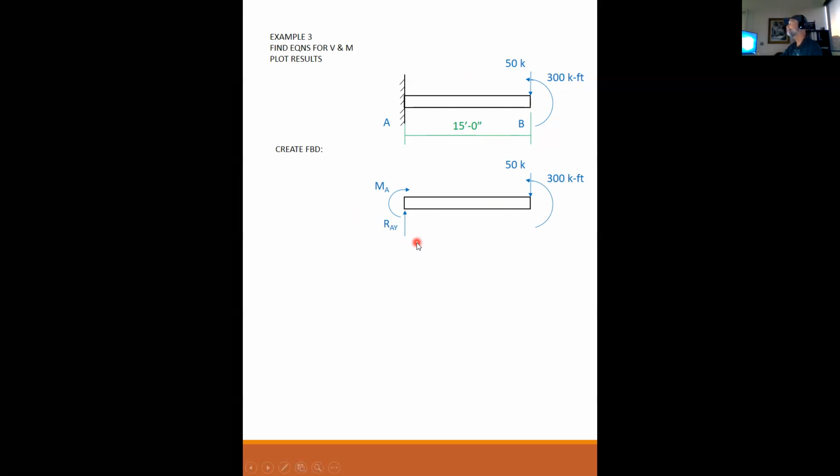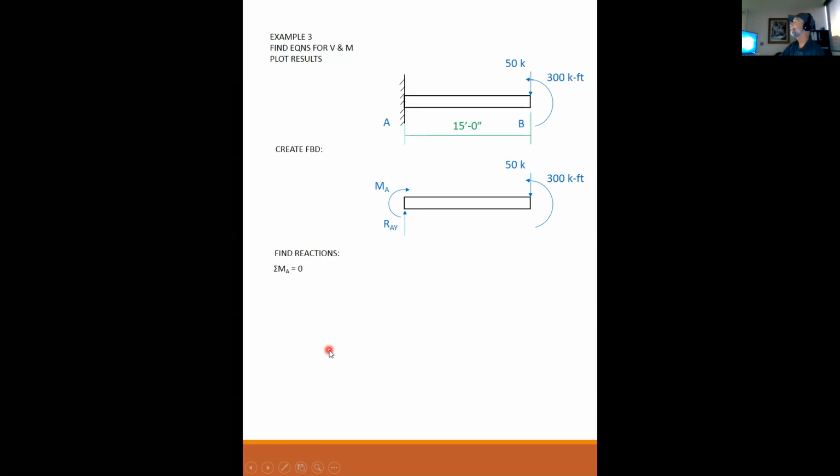Now, I say assumed because I put my reaction of the moment at A as clockwise, and I put my reaction of the vertical at A as up. Those are my best guesses, but they may or may not be right, and that's totally fine. But you have to assume something. So draw what you assumed, and then if you get a negative on something, then it's the opposite. So now that I have my assumed reactions and my applied loading, let's find our reactions.